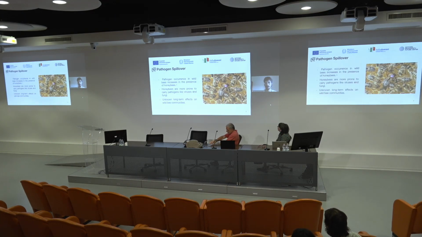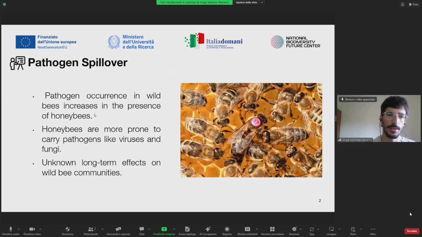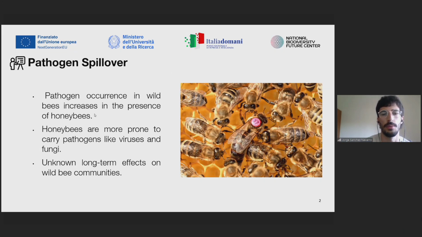First, I'm going to start with a brief explanation of what pathogen spillover in bees means. So pathogen occurrence in wild bees increases in the presence of honeybees. This is due to the honeybees being a social species, and therefore they are more prone to carry pathogens like viruses and fungi. But actually, the long-term effects of pathogen spillover from honeybees to wild bees have not been studied enough. It's still unknown in wild bee communities.